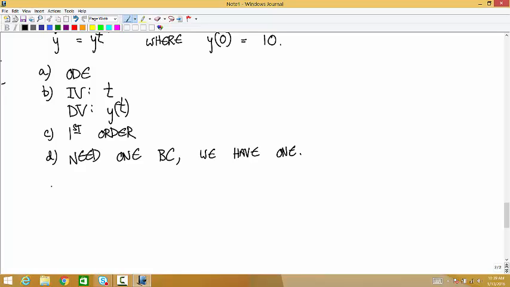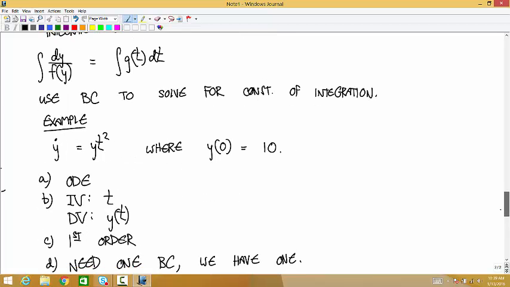Okay, so I'm going to rewrite this equation as dy/dt is equal to y t squared. Wait. That wasn't the one I wanted to do. Oh, yeah, it was. Okay.